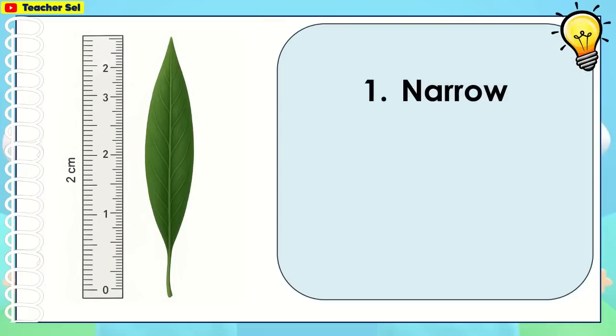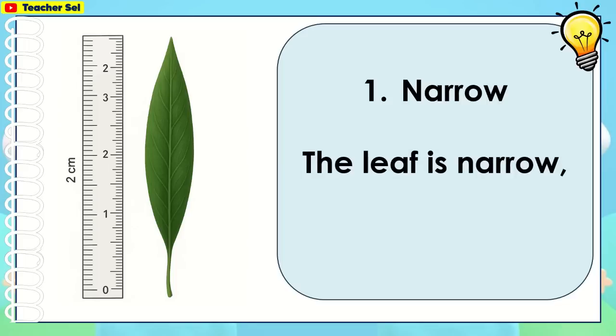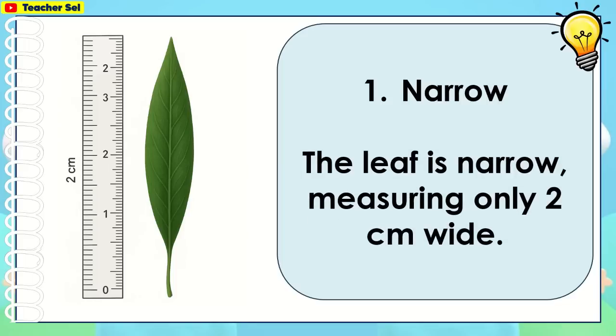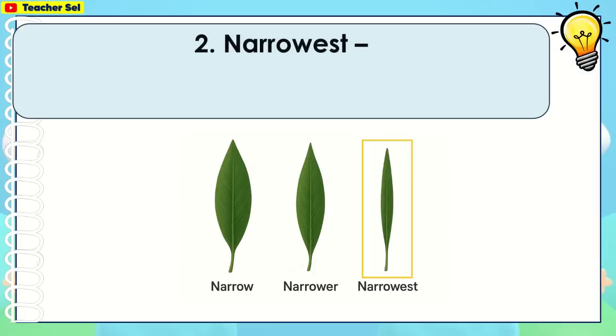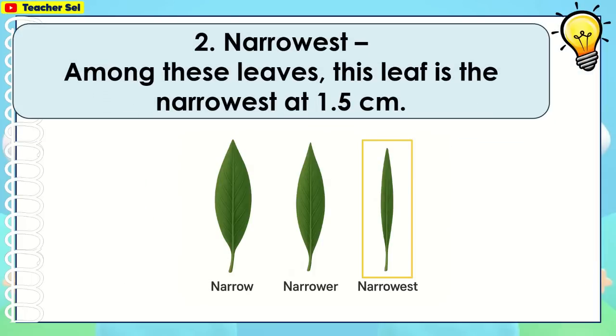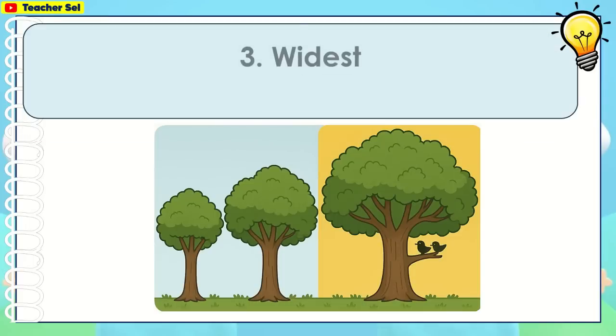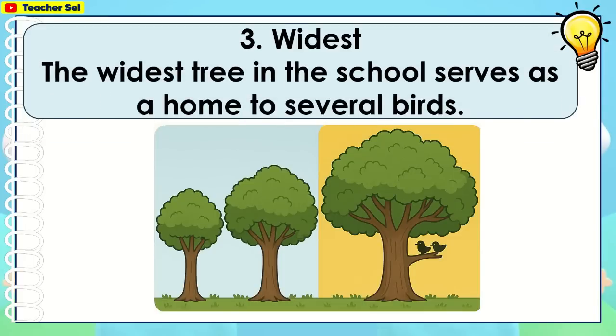Let's define these terms first. Narrow. The leaf is narrow, measuring only 2 cm wide. Narrowest. Among these leaves, this leaf is the narrowest at 1.5 cm. Widest. The widest tree in the school serves as a home to several birds.